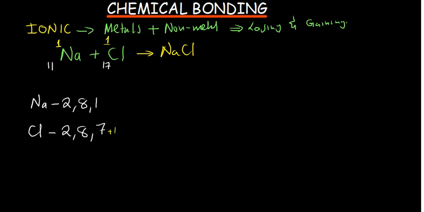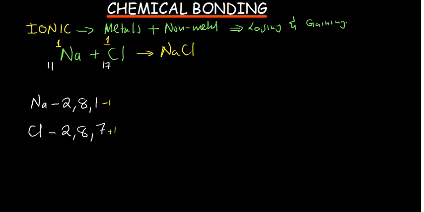Now for sodium, which one is easier? Is it to gain 7 electrons to make it 8 in the outermost shell, or to lose this one so that we remain with this 8? Losing 1 is easier, so we are going to lose 1. So the one which has been lost here is the one that is going to be gained here.